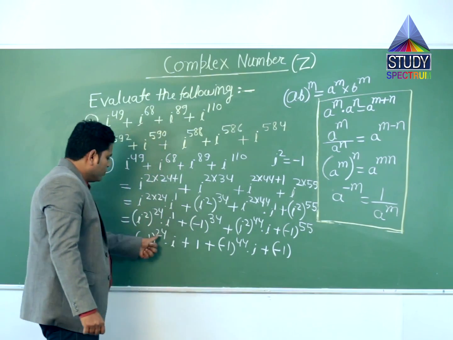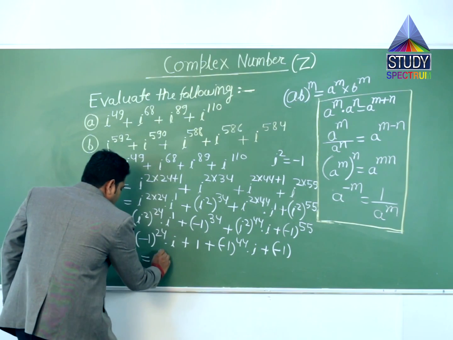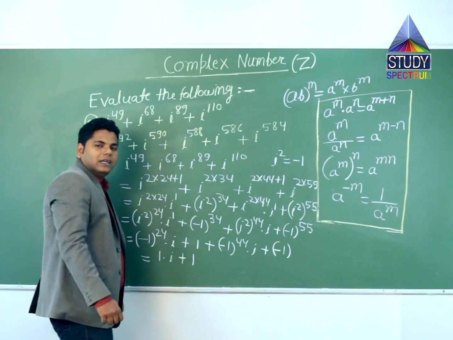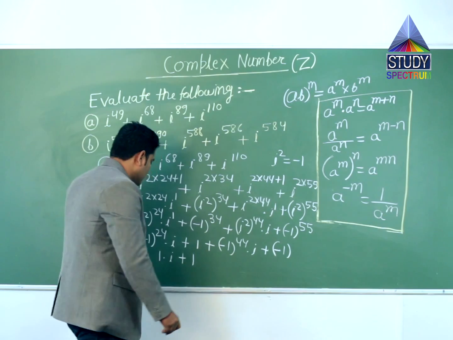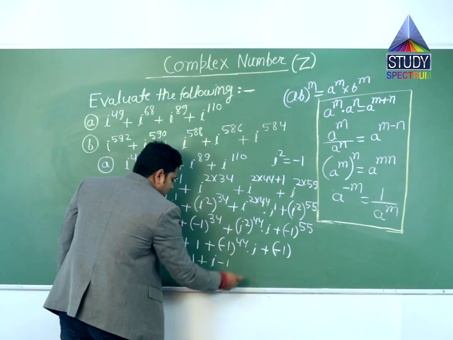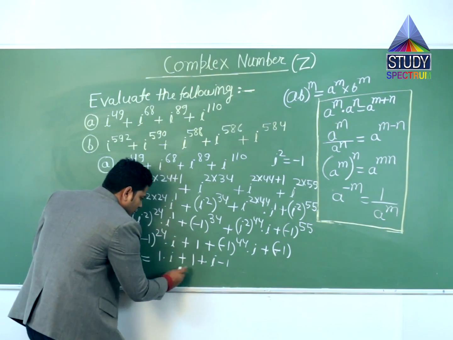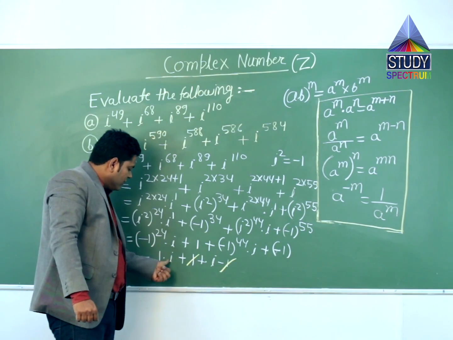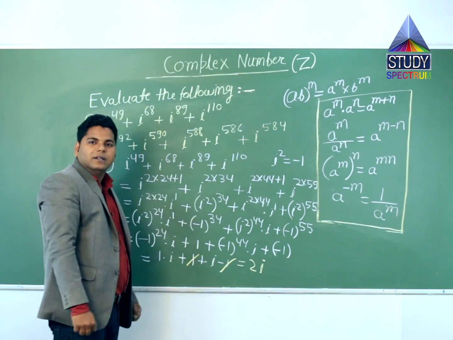So minus 1 to the power 24, minus 1 has an even exponent, so we will get plus 1, so plus 1 into i, plus 1. Minus 1 to the power 44 is minus 1 to the power even number, which is plus 1, so plus 1 into i is plus i, and plus into minus is minus, and 1 is there, so 1. First of all, 1 plus 1 and minus 1 will be cancelled out, and here you are left with i plus i, and i plus i is 2i.